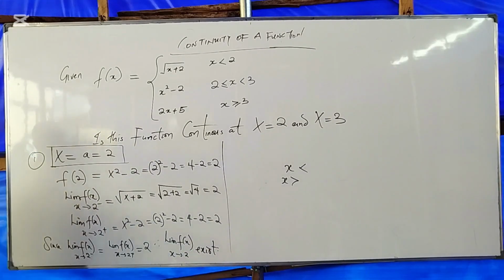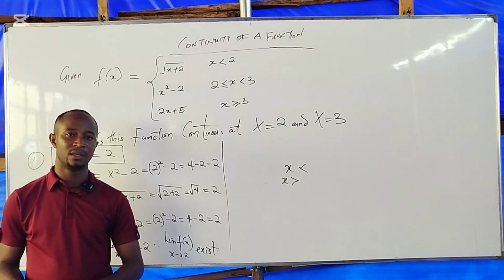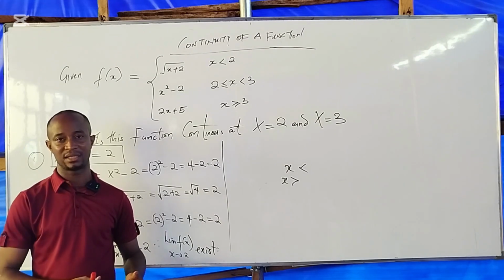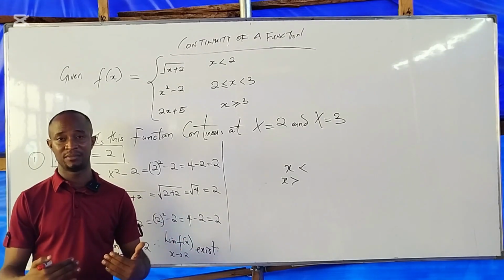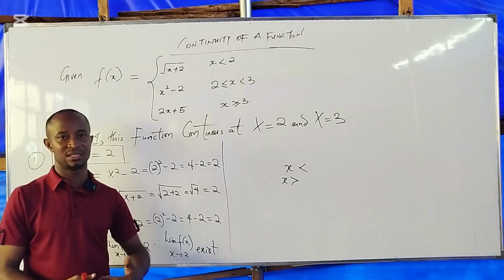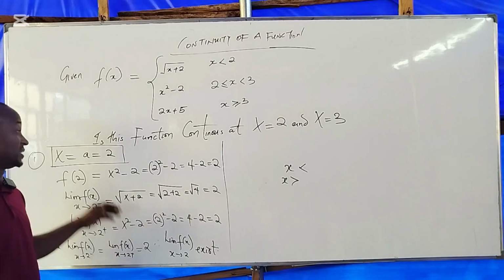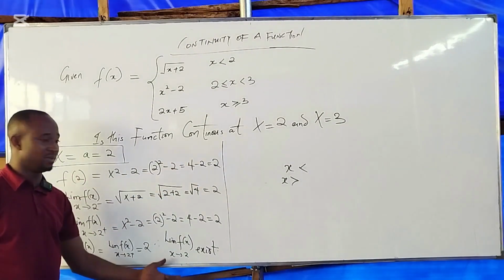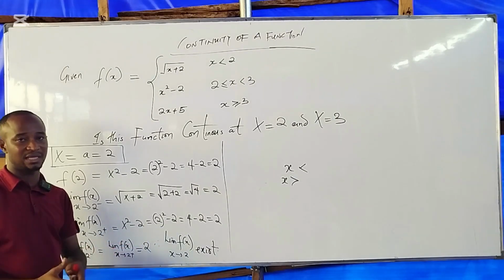It exists, all right? It means that if we approach x on the left hand side, then approach x on the right hand side, and the limit is the same on both sides, that means that the limit exists. So if the limit exists and f of a, which is f of 2, is defined and is equal to that limit, that simply means that the function is continuous at x equals 2.